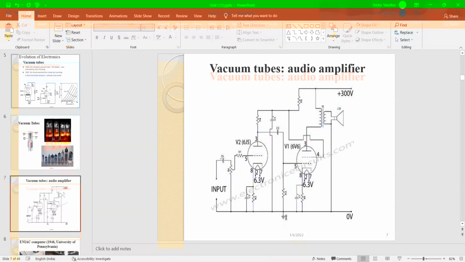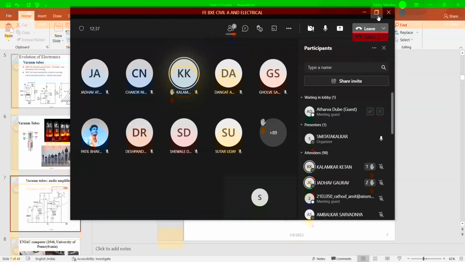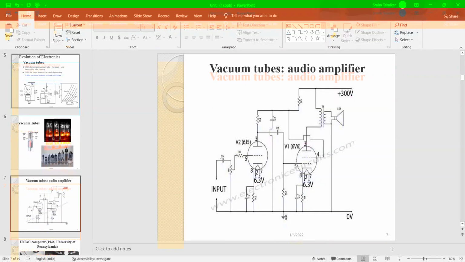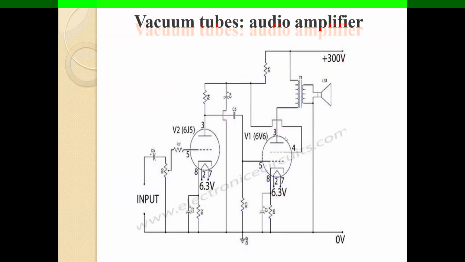Hello students, you can understand what the vacuum tube is. Okay, then after that what will happen?